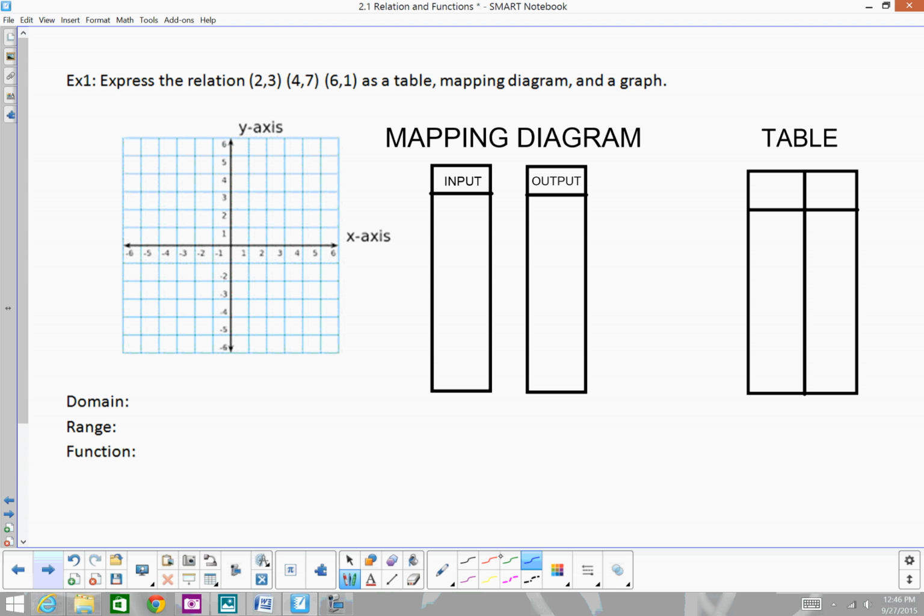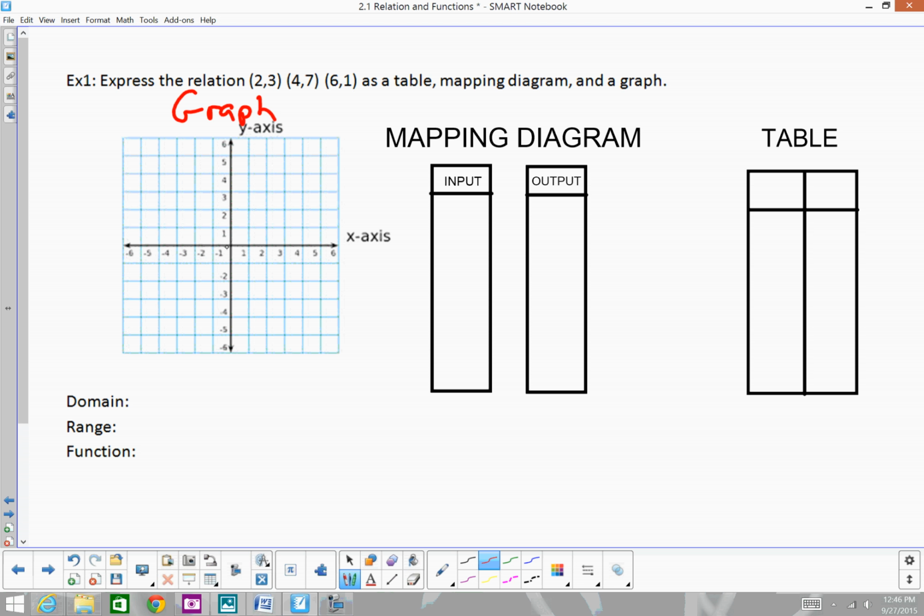I think the easiest way to understand is looking at a graph. But there's a couple different types of ways that we could determine whether it's a function or not. So if I want to look at a graph, obviously all I'm going to do is plot those points. So if I'm going to plot 2 comma 3, 4 comma 7, 6 comma 1, so I'm going to do that. Remember, I'm always going to start at 0.